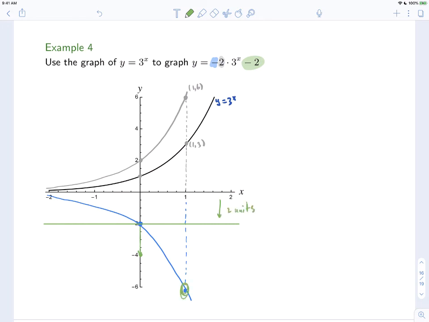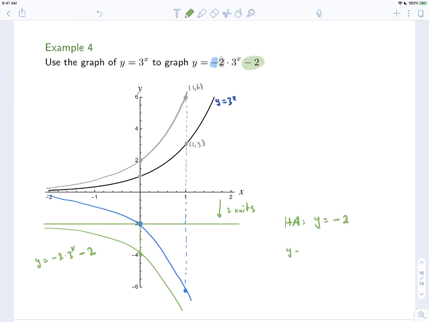This point right here also gets shifted down by 2 units, but that's not going to fit on our screen, so it's going to look something like this. Something like that. So this is going to be y equals negative 2 times 3 to the x minus 2. Now in this case, our horizontal asymptote is now y equals negative 2 because it got shifted down.